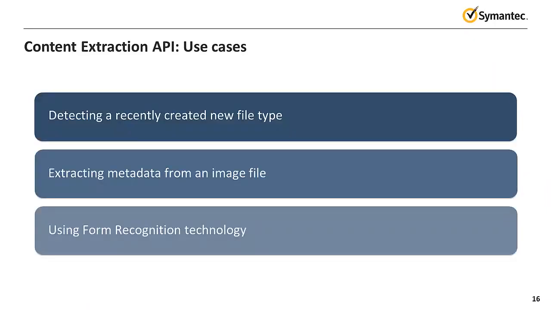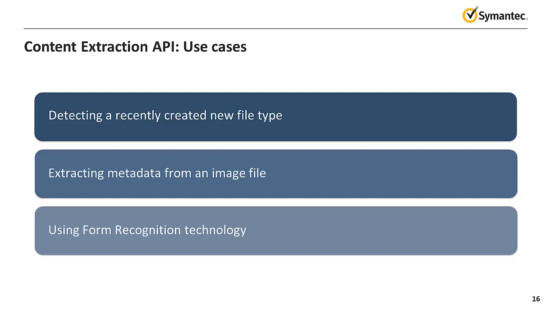Content extraction API plugins can be useful in several business-driven situations. For instance, detecting a recently created new file type. Symantec DLP offers out-of-the-box support for a wide variety of commonly used file types, and additional file types are added with every new release. However, if a business reason demands expedited support for a new or proprietary file type, the customer or a specialized partner can develop a content extraction plugin with this API.